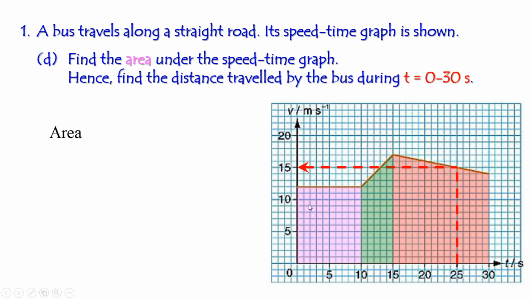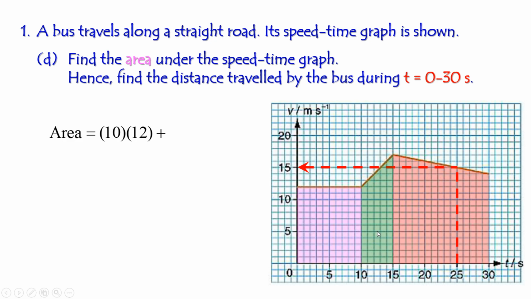So for the first part, it's simply a rectangle. How do you find the area of a rectangle? You use the base length times the height of the rectangle. Then you can get the answer. For the green part, what does the figure look like? Right, it is a trapezium.